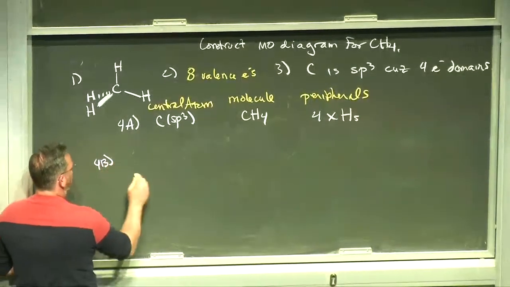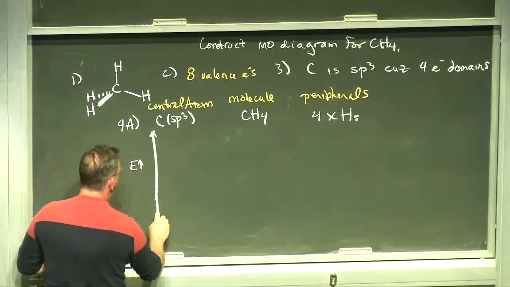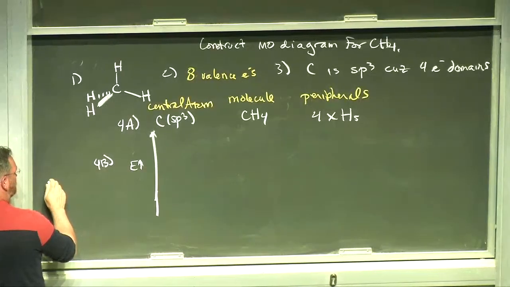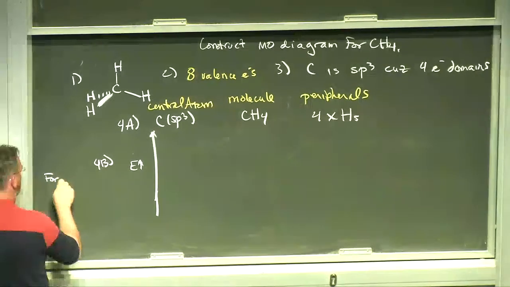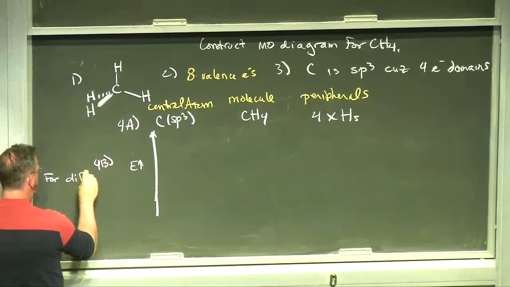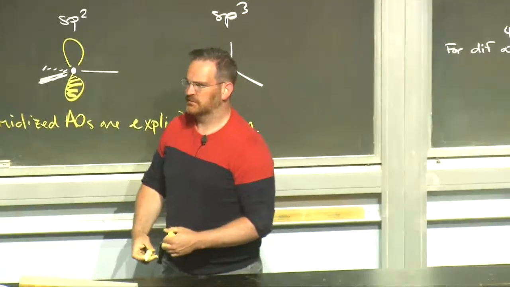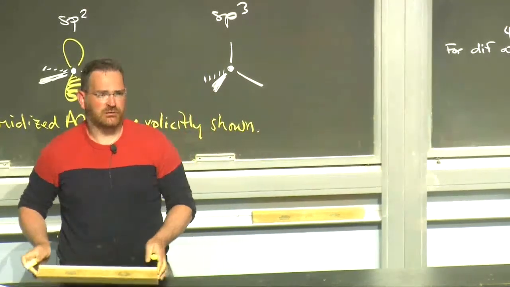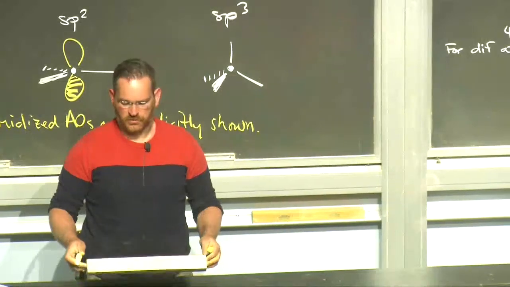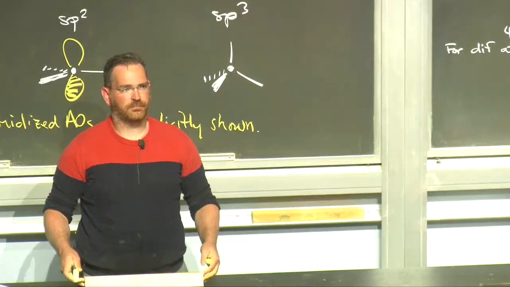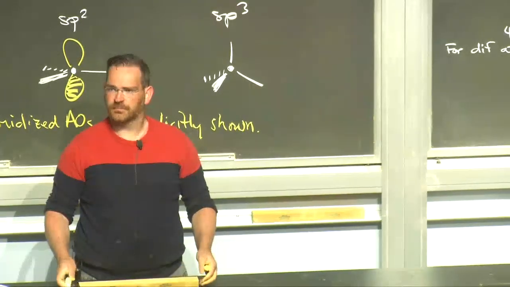4B is now a little more complicated. 4B is saying, how do our energies relate to each other? For different atoms, you're going to have different energies, necessarily. What data would you look at to get this information? What scientific data gives you atomic orbital energies of the valence electrons?